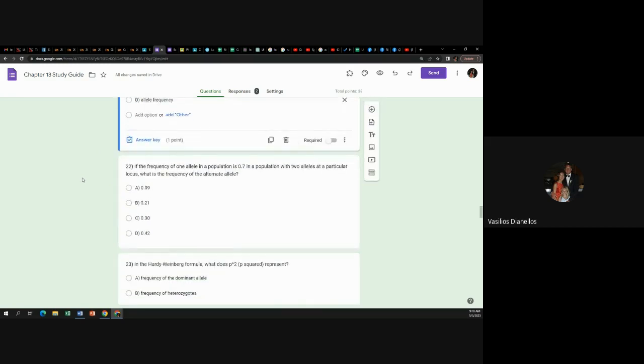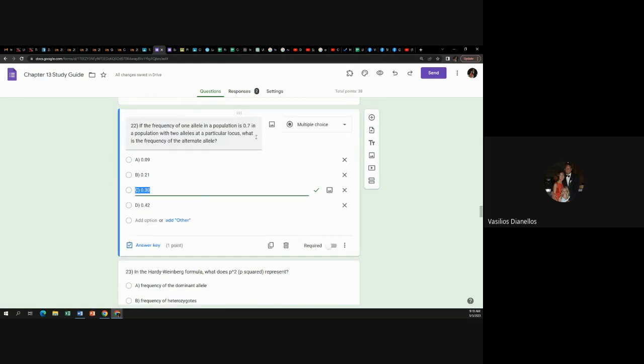If the frequency of one allele in a population is 0.7, in a population with two alleles at a particular locus, what is the frequency of the alternate allele? So remember, again, this is basically the Hardy-Weinberg formula without giving it. P plus Q equals 1, right? This is basically percentages, right? So 70% is one allele. Obviously, 30% has to be the other allele because 70 plus 30 equals 100%, right? Or if we're talking about frequencies instead of percentages, 0.7 plus what equals 1? 0.7 plus 0.3 equals 1. Make sense?